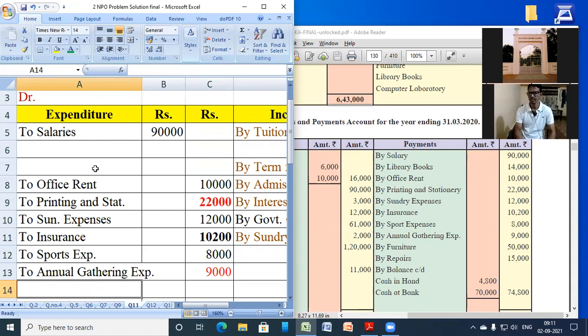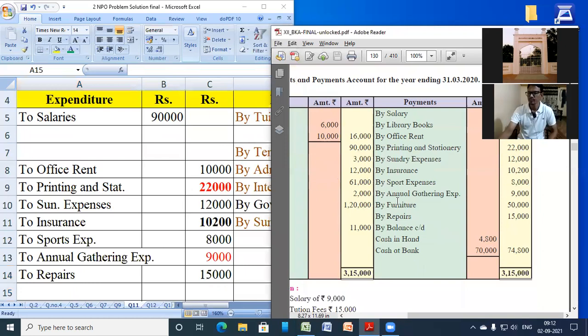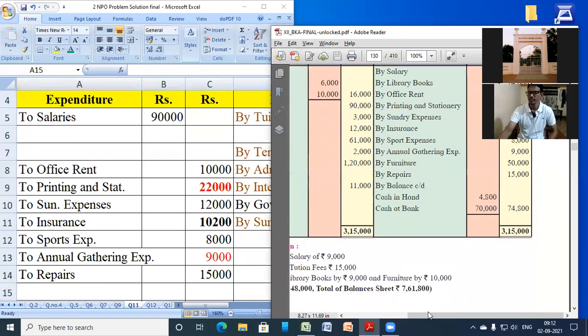Furniture we have transferred to the balance sheet asset side. Repair income or expenses side mein revenue nature ke aate hai. So all the revenue expenses we are recording on the expenses side by to repair 15,000. Cash or bank ka balance humne transfer kar diya. So we have transferred each and everything from the receipt and payment account.